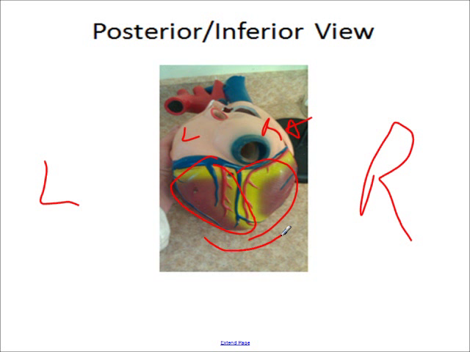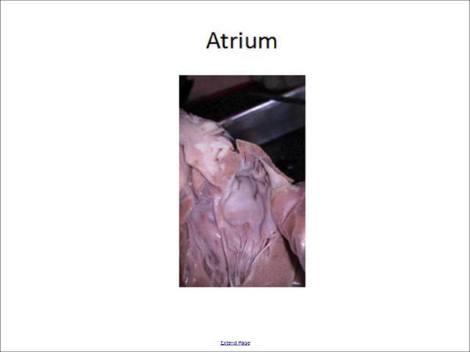And then remember the underside of the heart is going to be more flattened out because of how it sits on the diaphragm there. So I think that's a decent enough review of the external anatomy of the heart. Now let's take a look at some of the internal anatomy of the heart and look at these chambers a little more in depth.